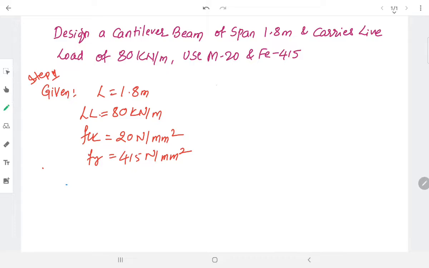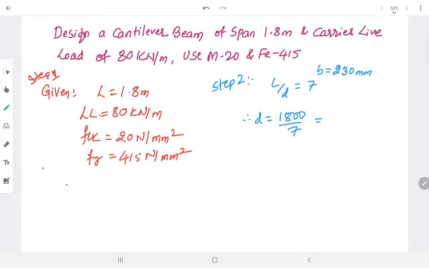Next is step 2. This is the L by D ratio. It may be a maximum of L by D of 7; you can take 5, 6, 7, whatever it may be. Here I will be taking 7 itself. I will be assuming the width of beam is equal to 230 mm. So L by D is equal to 7, so D is equal to 1800 divided by 7.